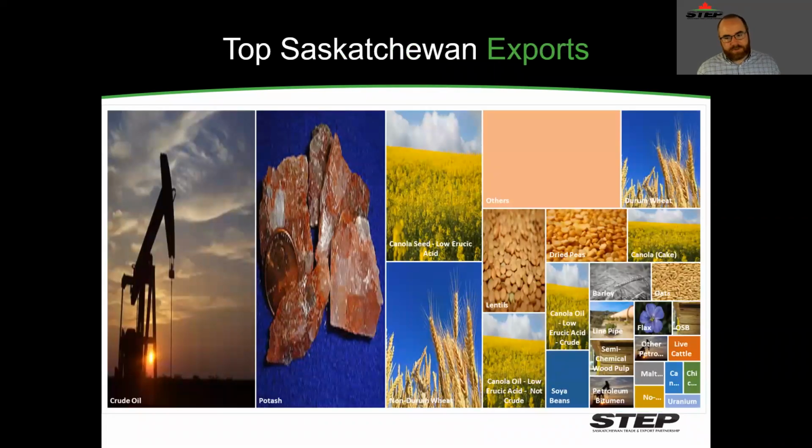So what do we export in Saskatchewan? Crude oil has typically been our number one export, but this year potash will surpass that. Combined agri-food products are major, from canola and wheat to pulse crops. A lot of what we deal with at STEP is food and agricultural crops, but also manufactured goods, and even this other category here, which is all those other products people might export from the province, which is numerous.